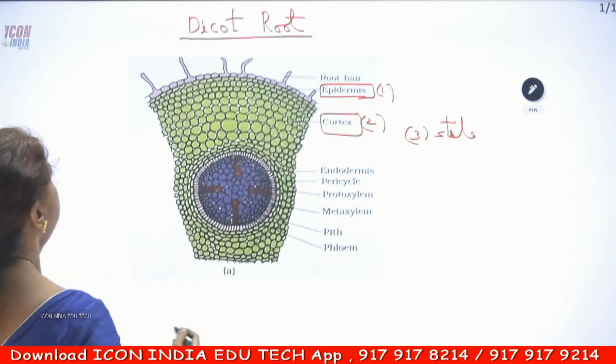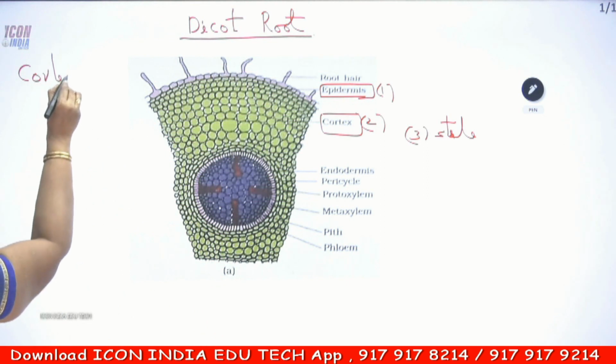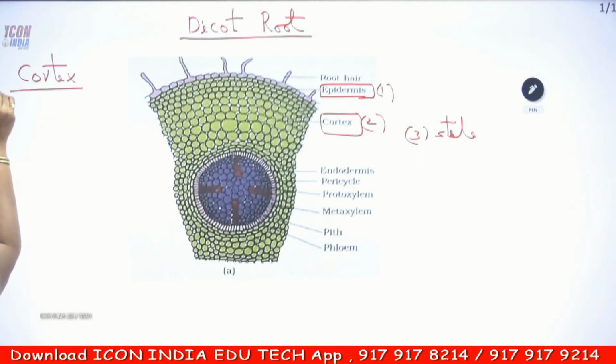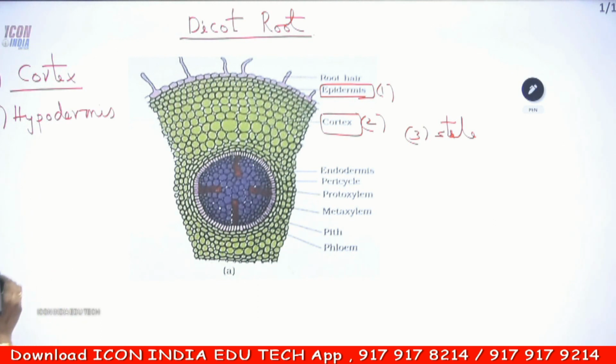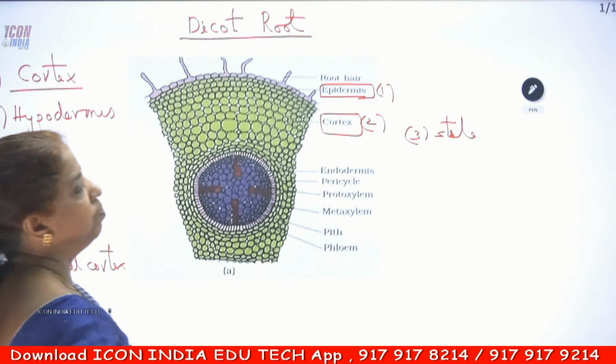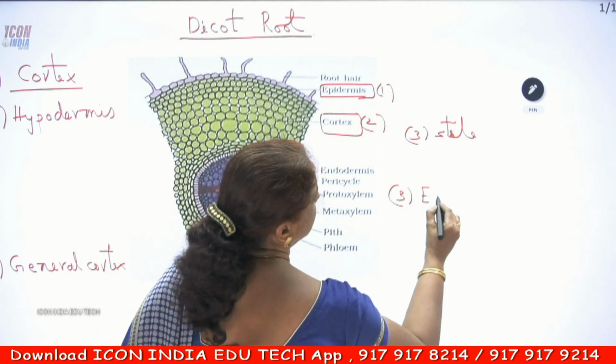This is the cortex. Here the cortex is divided into 3 layers. The first part is hypodermis. The next one is general cortex. The third one is endodermis.